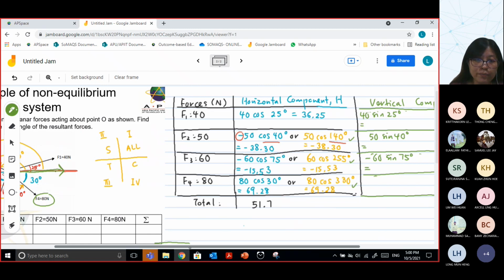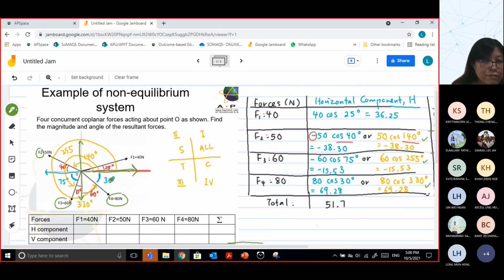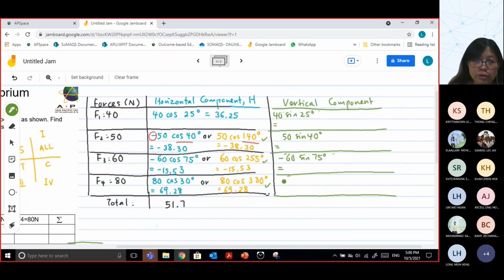Okay, so next one, for F4, can you see it is here? The vertical is pointing down. So you need the negative also. So you have to be careful.